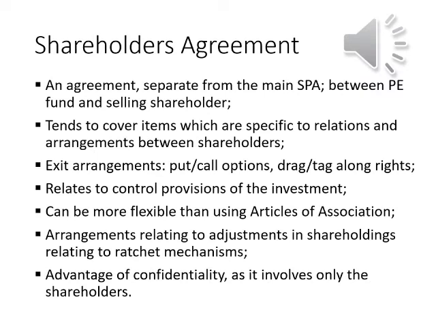Shareholders agreement. An agreement separate from the main SPA between the private equity fund and the selling shareholder. It tends to cover items which are specific to relations and arrangements between shareholders. Examples of this are exit arrangements, put call options, drag and tag along rights. It will control provisions of the investment. It can be more flexible than using articles of association. It covers arrangements relating to adjustments in shareholdings relating to ratchet mechanisms, and it has the advantage of confidentiality as it involves only the shareholders.